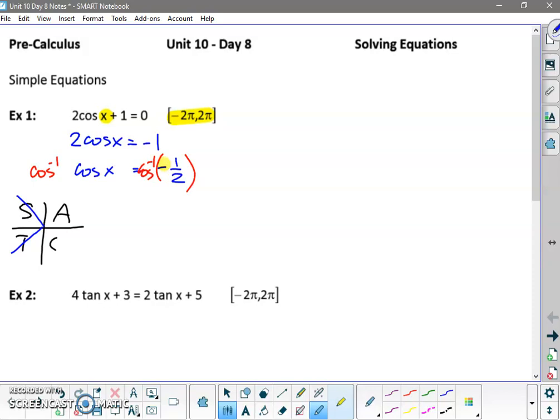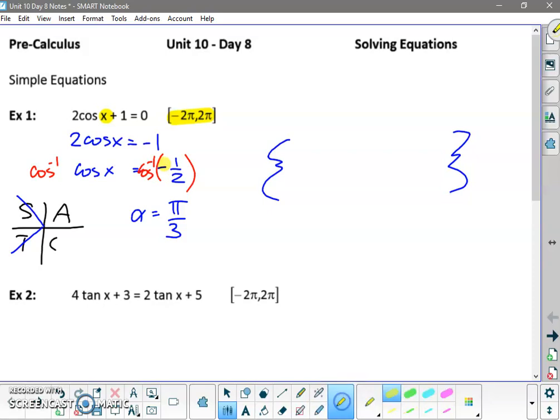So now, from prior learning, you guys should also be able to tell me where cosine is 1/2. So cosine is 1/2 at 60 degrees or pi over 3. Now I notice I didn't write down x equals pi over 3. I wrote down alpha. Basically, that's your reference angle. So what you need to do now is you need to give me all of the angles between -2 pi and 2 pi in the second and third quadrant that have pi over 3 as a reference angle.